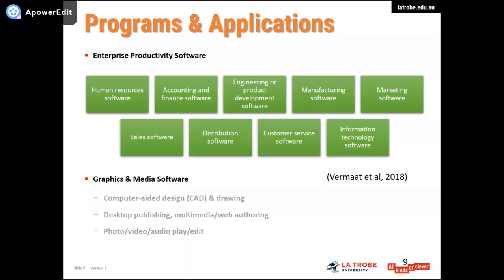The next category is called graphic and media software. As the name suggests, it's more for image and multimedia processing. For example, we can use this software to do CAD design or 2D or 3D design as well. And also you can use this software to edit your photo, video, your audio. If you are a YouTuber, probably you are using this kind of software every day.